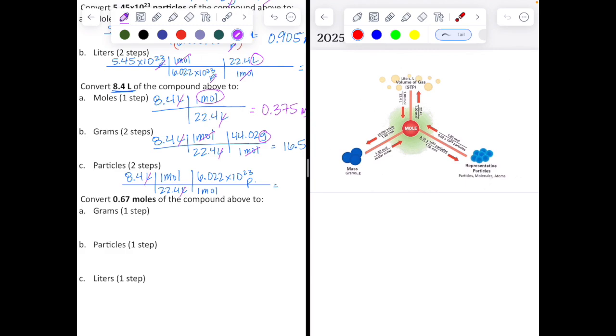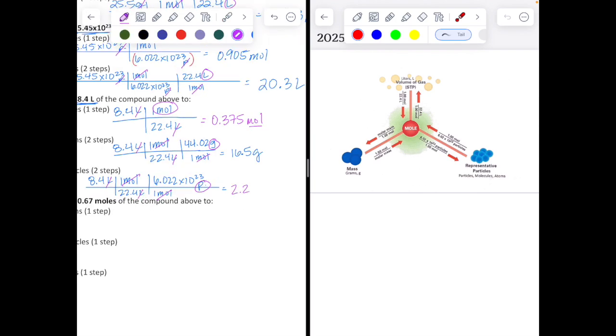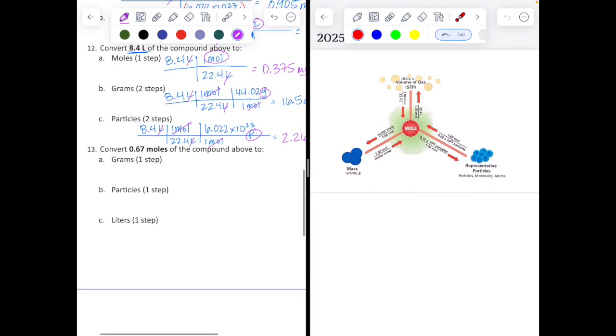Our units are canceling as well, so we're going to end up with particles. So when we type this in, we're going to type in this times this divided by this. 2.26 times 10 to the 23rd particles. So if your exponent is not 23, you did something wrong. You need to go back and look at how you typed it in. All right, and then our last one, convert 0.67 moles to grams, particles, and liters.